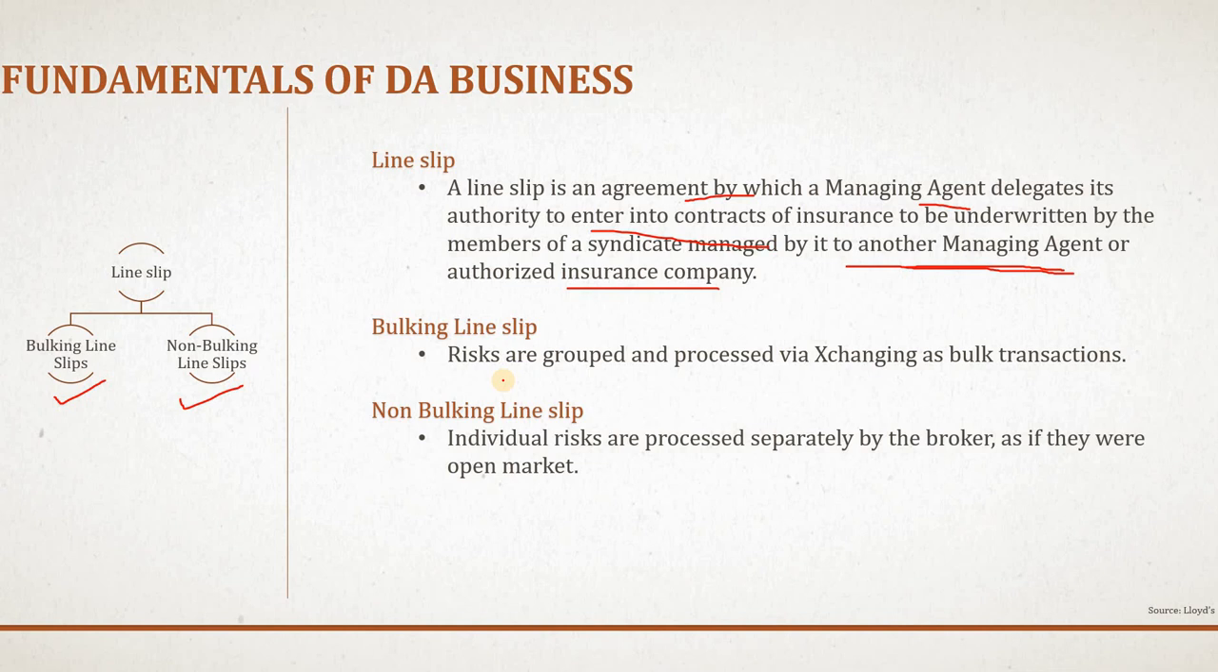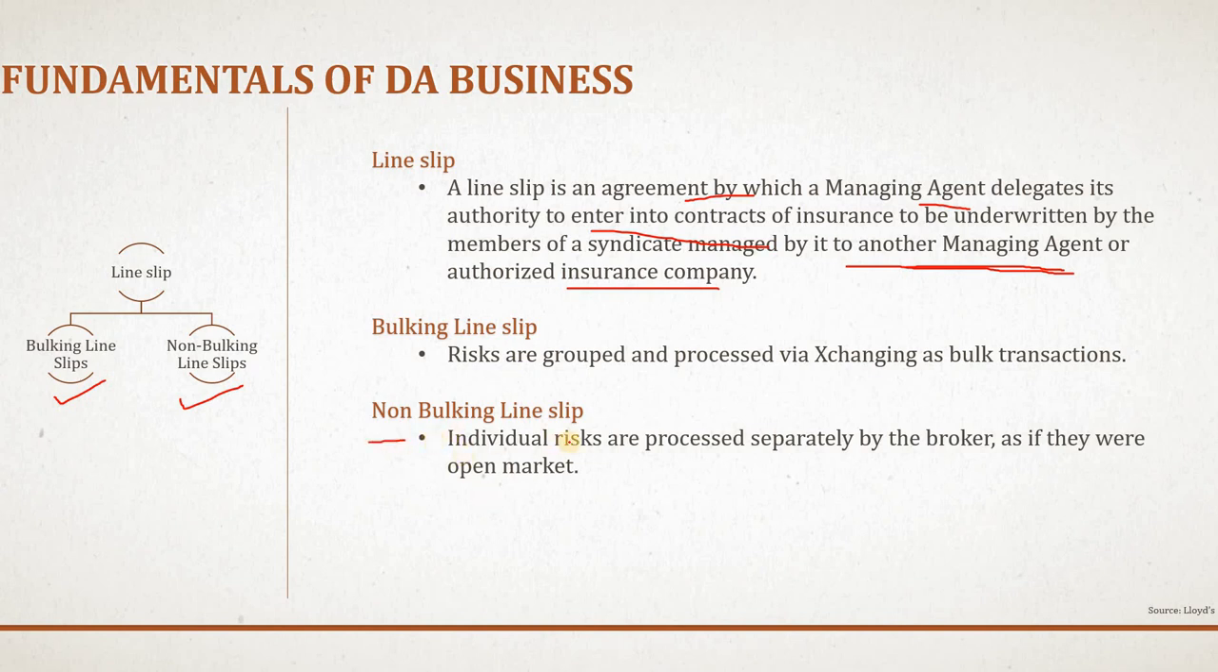In a bulking line slip, the risks are grouped and processed via an exchange bulk transaction. The broker prepares the risk bordereau in accordance with the line slip terms and conditions, which provides the participating underwriter with sufficient data to adhere to the underwriting minimum standards. The premium bordereau is produced at the interval specified in the line slip MRC, and the insurance contract document may either be a copy of the MRC slip or an insurance copy.